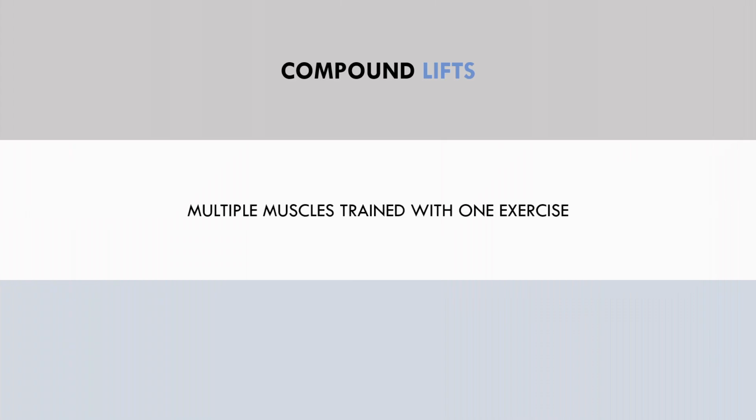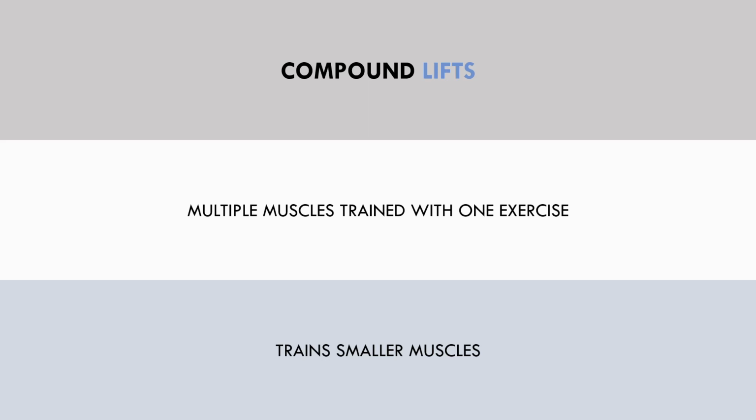This means that a lower total number of exercises can be performed to achieve the same volume. Compound lifts also train muscles that may be neglected if only isolation lifts are used, such as the rear delts, abs, and spinal erectors, which are generally indirectly involved in many compound lifts.